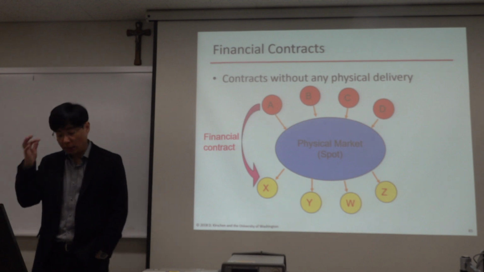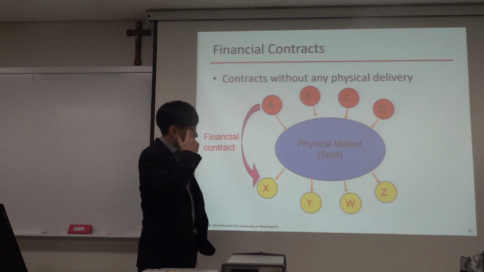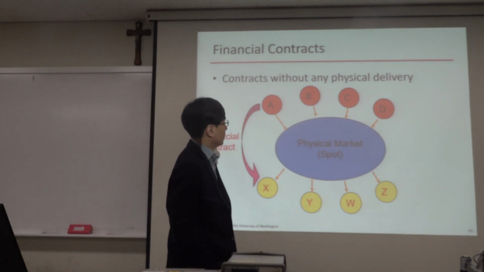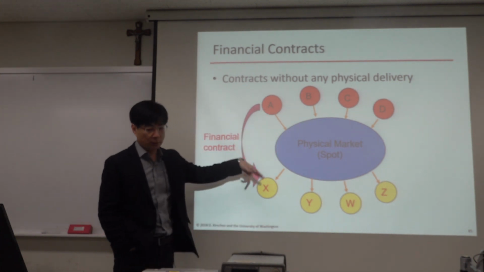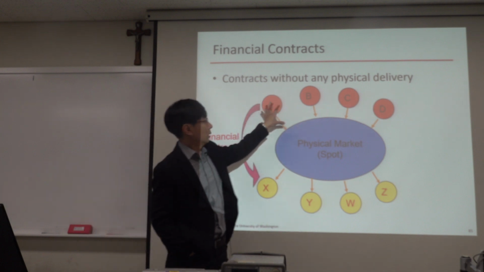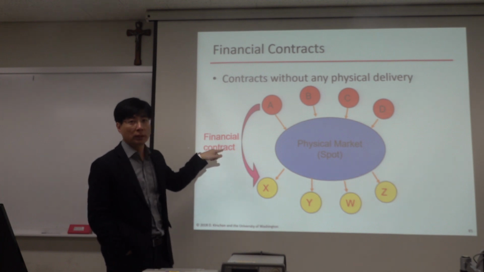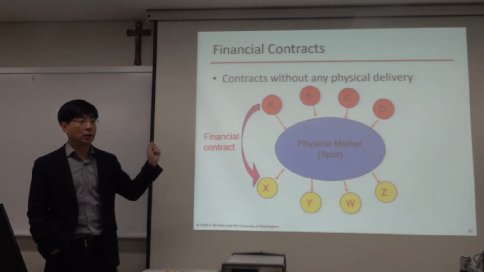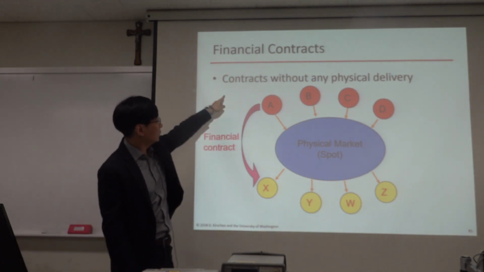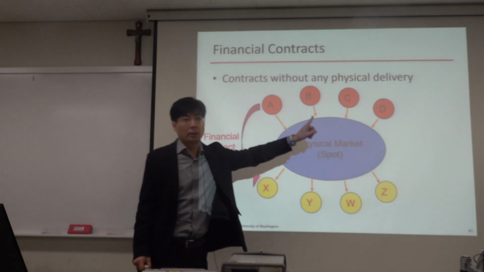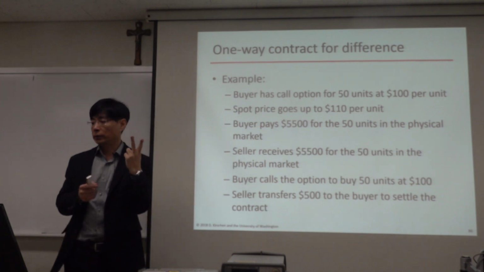So suppose that the participants in the market must transact in the physical market. Let's just assume that the participants are obliged to participate in the physical market. But even in that case, they can have a financial contract, and this concept is very similar to options. These are contracts without any physical delivery, and there are two types of contracts for difference.